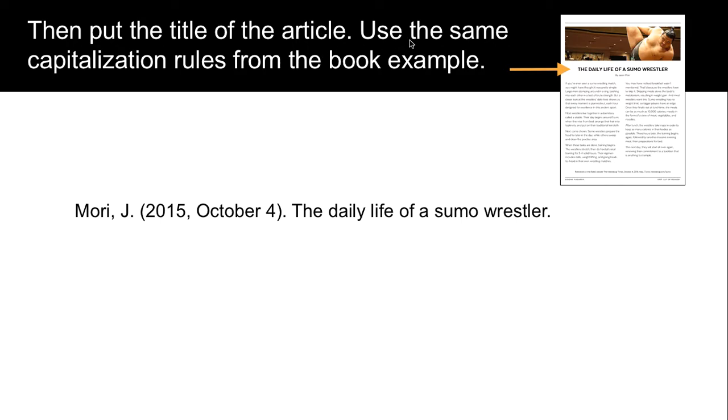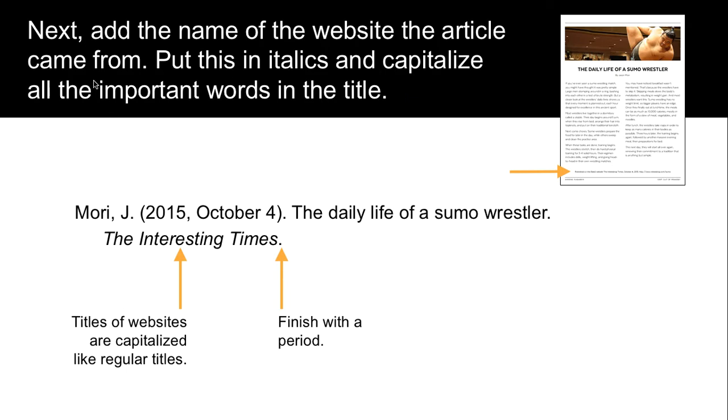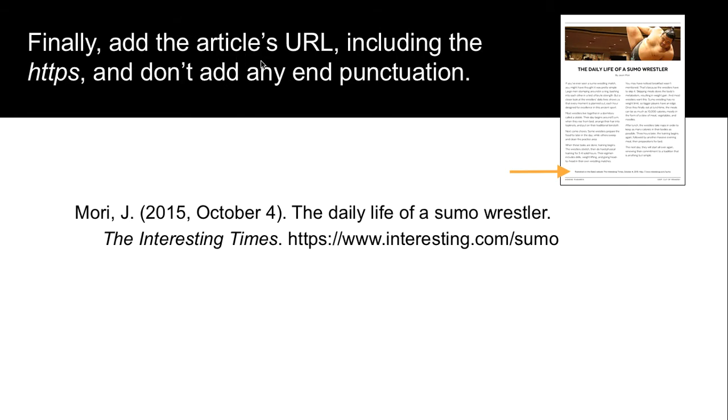Then put the title of the article. Use the same capitalization rules from the book example, so The Daily Life of a Sumo Wrestler, period. And then add the name of the website the article came from. Put this in italics and capitalize all the important words in the title. So here is the website, The Interesting Times, finish with a period. Titles of websites are capitalized like regular titles. Finally, add the article's URL, including the HTTPS, and don't add any punctuation. So here we go.